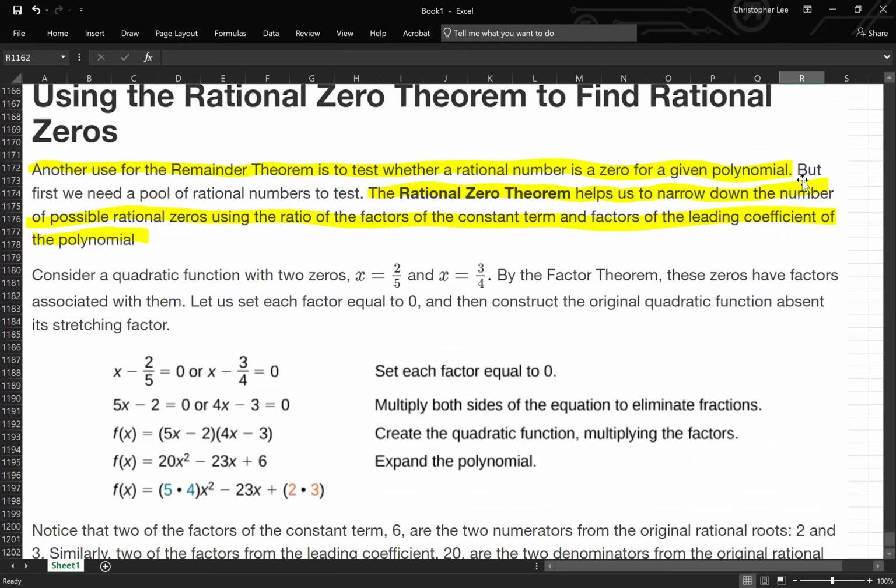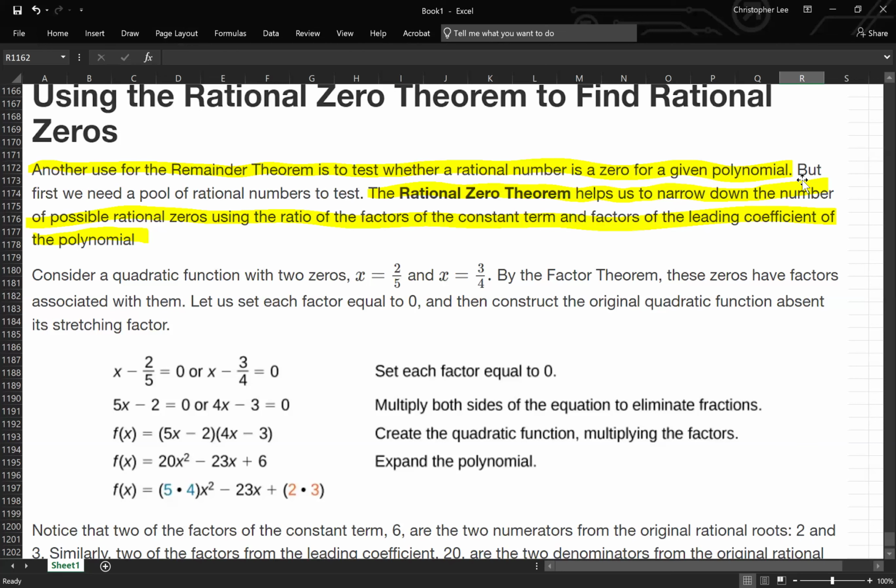So we're going to be using the rational zero theorem to find rational zeros. All right. So another use of the remainder theorem is to test whether a rational zero is a zero of a given polynomial. But first we need a pool of rational numbers to test. The rational zero theorem helps us to narrow down the number of possible rational zeros using the ratio of the factors of the constant term and the factors of the leading coefficient of the polynomial. Constant term, I meant to say, sorry.